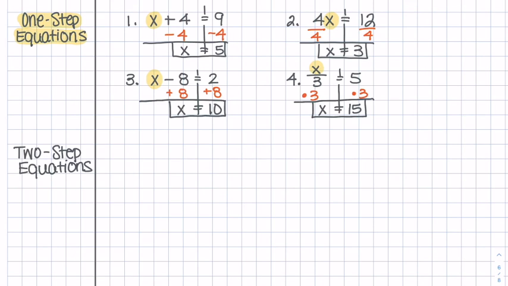So the reason these are called two-step equations is because it takes 2 steps in order to solve them instead of just one, okay? So first I want to write down the steps to solving a two-step equation. Let's write down our steps to solving a two-step equation, okay?